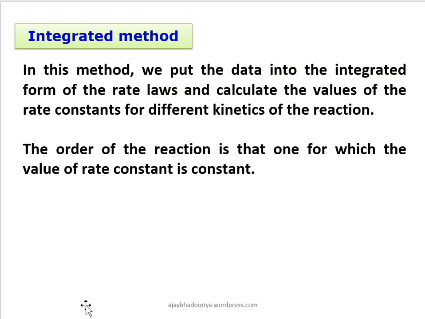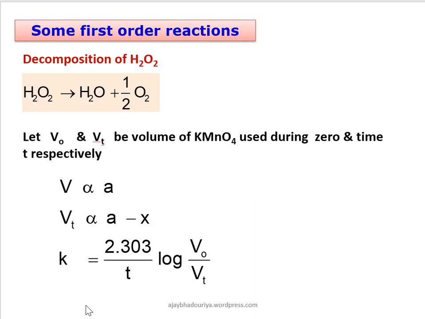Integrated method. In this method, first of all we put the data into the integrated form of the rate law and calculate the values of the rate constant for different kinetics. The order of reaction is the one for which the value of the rate constant remains constant.